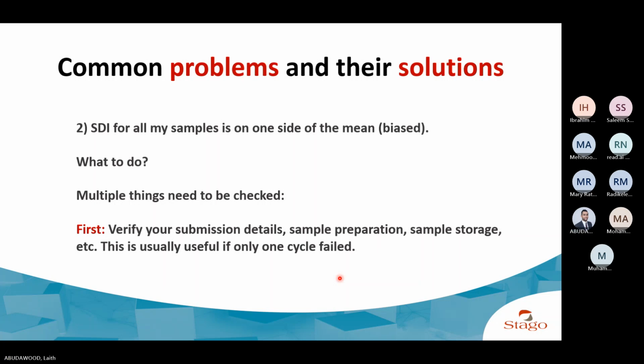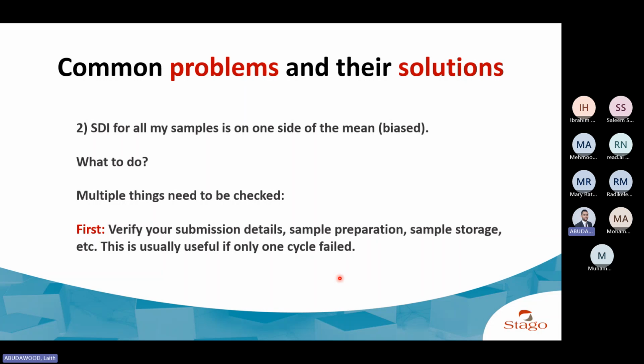Second problem. I have multiple files for this survey. I receive my report. The report says most of your samples are on one side of the mean. Now, one side of the mean, how much? How much is my SDI before I start to worry? If you remember, I told you CAP recommends that if your performance for the SDI is within 1.5 to minus 1.5, usually you are okay. Even if most of your samples are on one side for this particular survey.